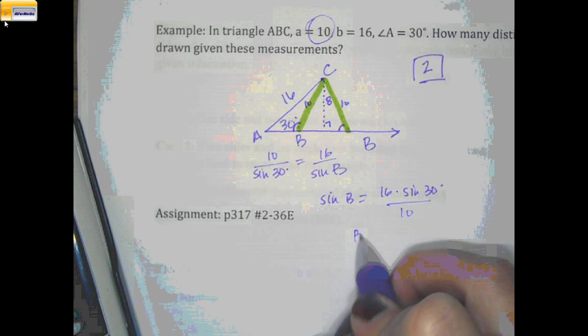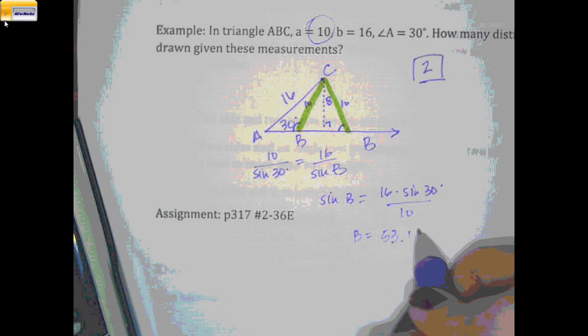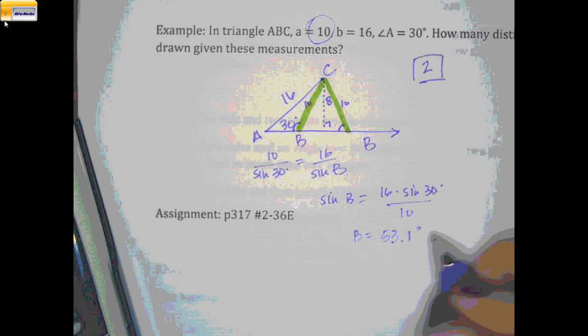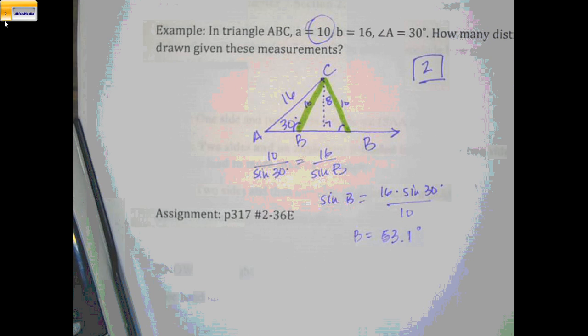But on that one thing, since the side is 10, what if it equals 16? Is it no solution? If it equals 16, no, it could be an equilateral. It could be an isosceles triangle. You know what I'm saying?